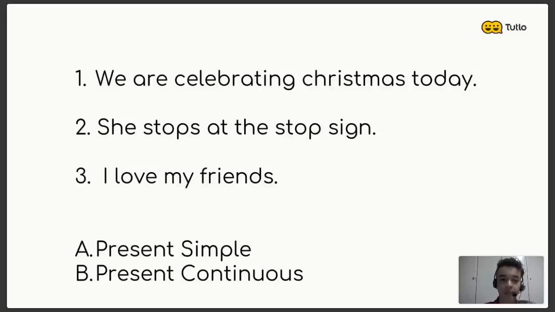Number 2, she stops at the stop sign. And number 3, I love my friends. All right, Cornelia gave her answer B, A, A. And that is correct. That should be your sequence for this final slide. It should be B, which is present continuous, and then A, which is present simple and present simple. Great job, everyone. You all did fantastic.